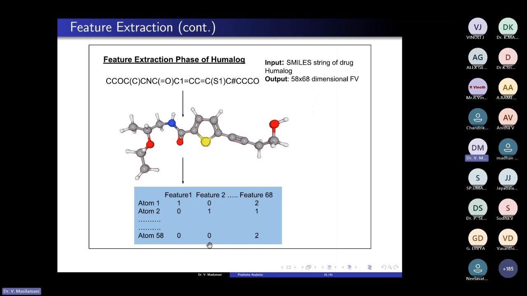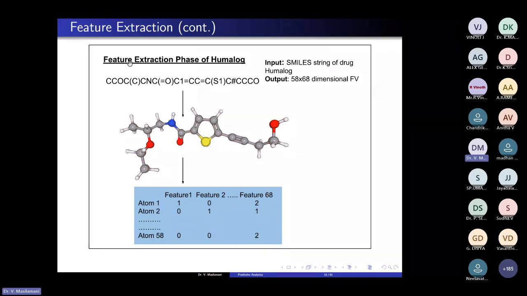So what you see is the chemical structure representing a drug. And this is basically the sequence of ASCII characters representing the drug molecule. And this is called a SMILES string, right? Corresponding to the SMILES string, you get a matrix, and this matrix is basically the feature vector for this particular SMILES string or this particular molecule, right? So every drug will have a matrix like this.